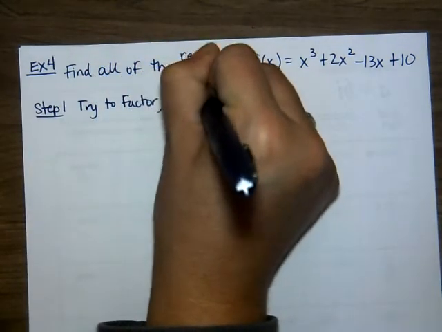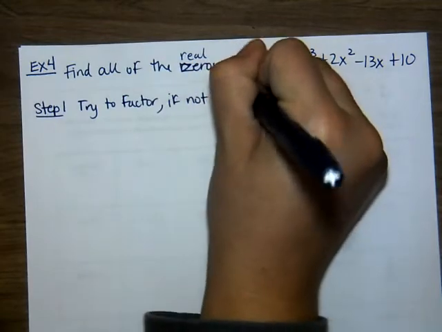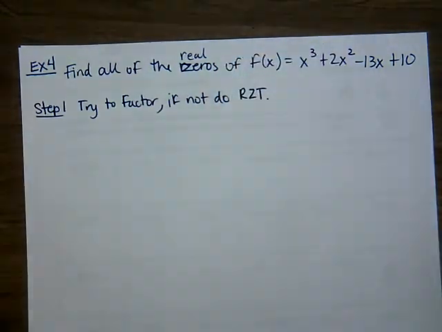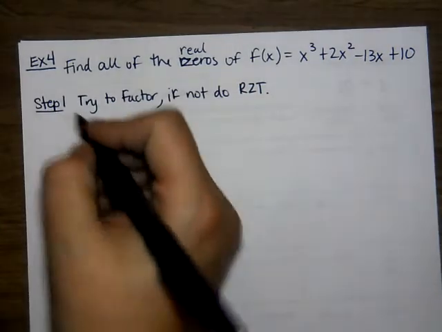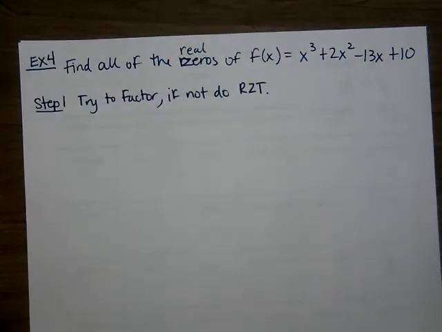If not, do the rational zero test, the RZT. All right, so I've tried to factor it, it doesn't work, so now I'm going to do the rational zero test.